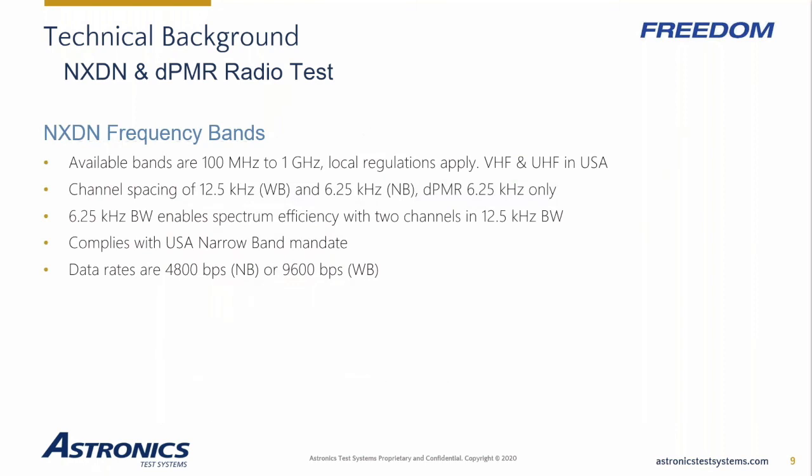NXDN uses channel spacing of 12.5 kilohertz, which is called wideband, or 6.25 kilohertz for narrowband. In the case of dPMR, it only uses 6.25 kilohertz narrowband. And in Europe, for example, dPMR446 uses a 400 megahertz space from 446 megahertz to 446.2, which is an unlicensed band for public use of walkie-talkies. The only caveat there is that the RF power is limited to only 0.5 watts.